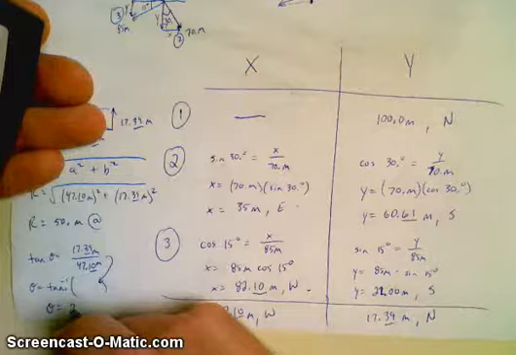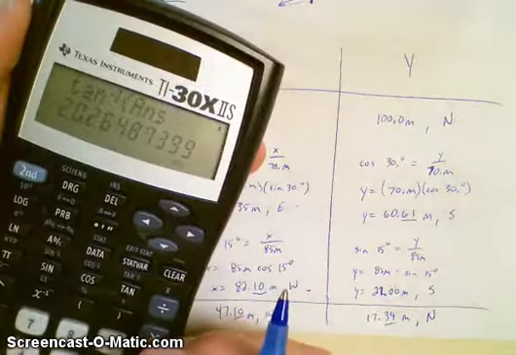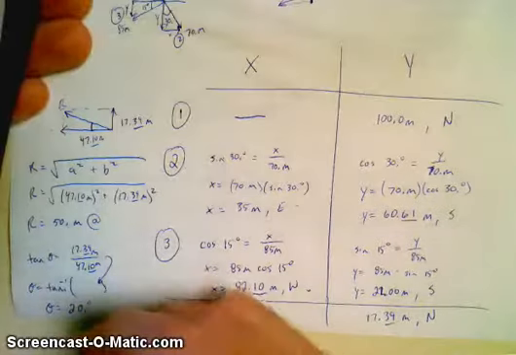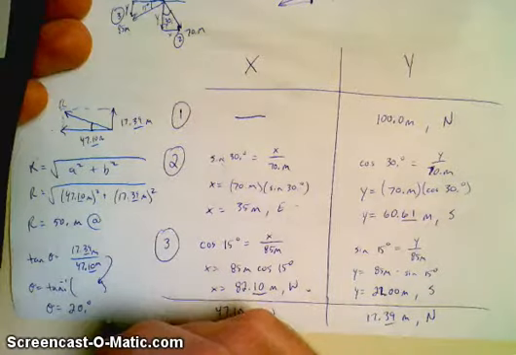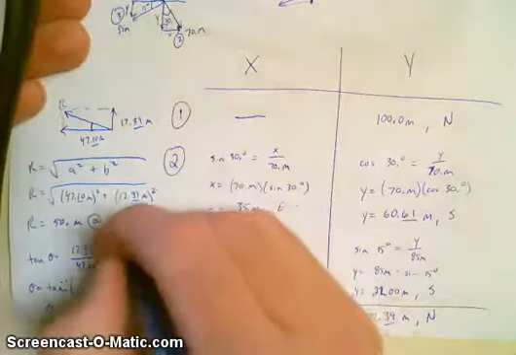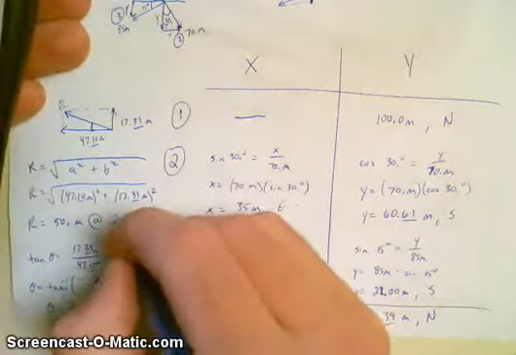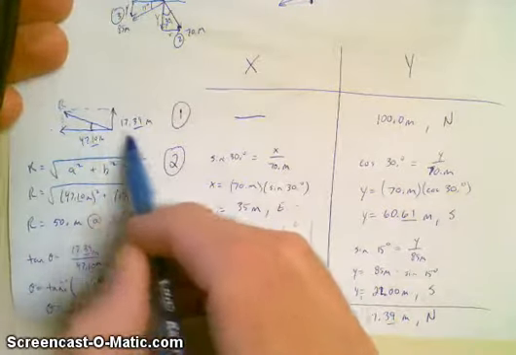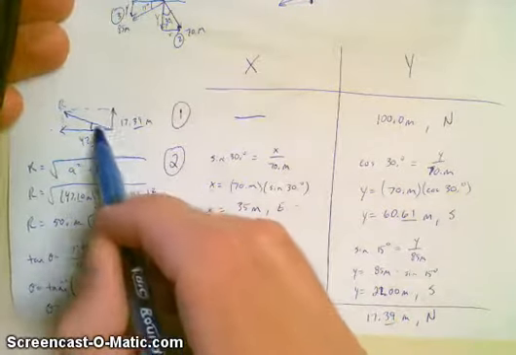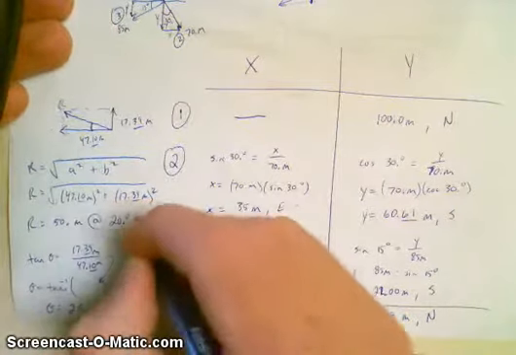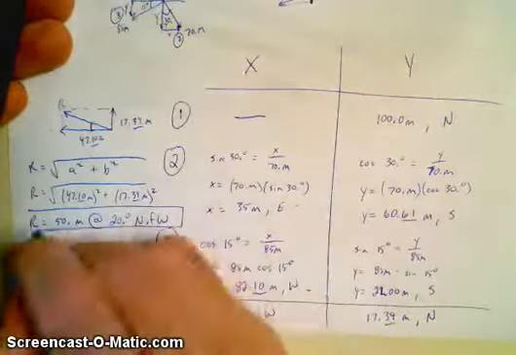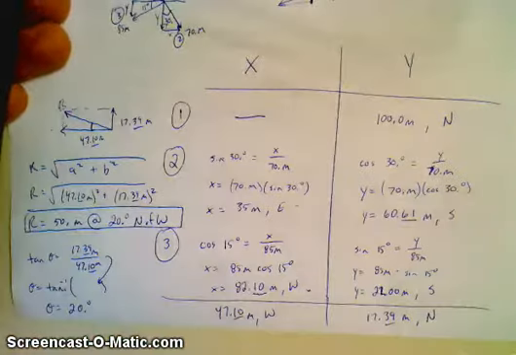I get 20.26. I round that to 20 degrees. In which way? So I have 20 degrees, and then I am what of what? Well, here's your coordinate system. Looks like it's north of the west axis. North of west. This would then be my final answer.